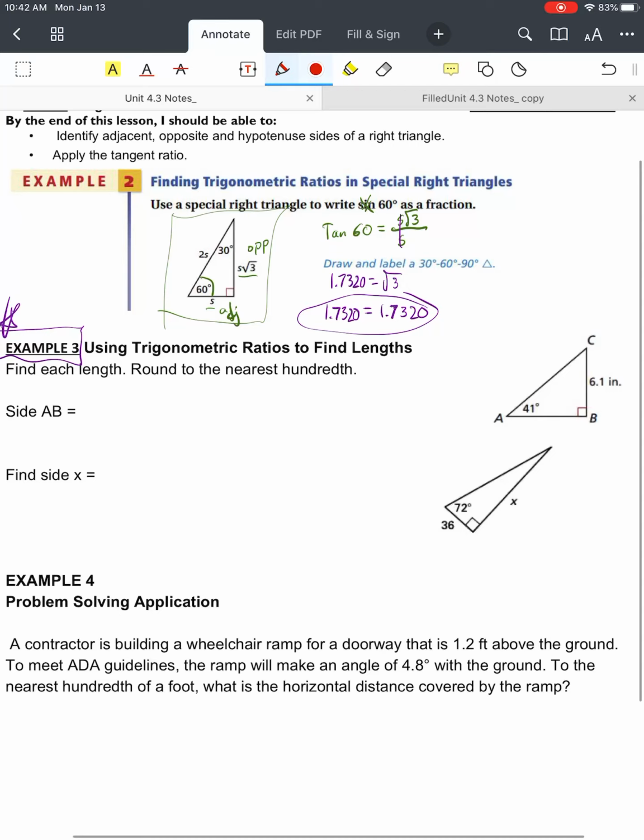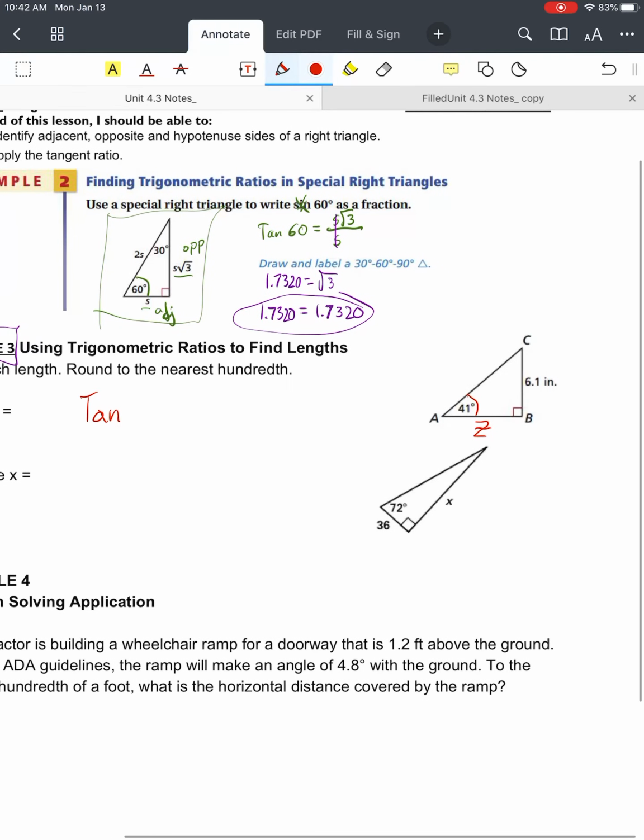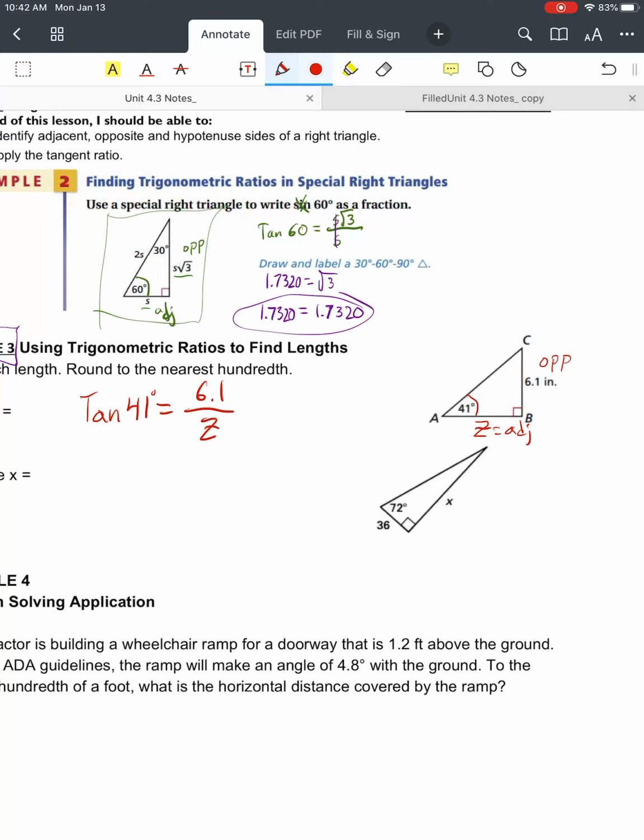To start us off, side AB, let's call that side Z for right now, so that we're just solving for a variable. They give us a reference angle, 41 degrees. Since, spoiler alert, we've been talking about tangent, it's probably going to use the tangent ratio. We have this opposite side, they tell us is 6.1. Z is actually our adjacent, so we're finding our adjacent. Since the tangent ratio is opposite over adjacent, we do the tangent of our angle, 41 degrees. So tangent of 41 equals our opposite, 6.1, over our adjacent, Z.